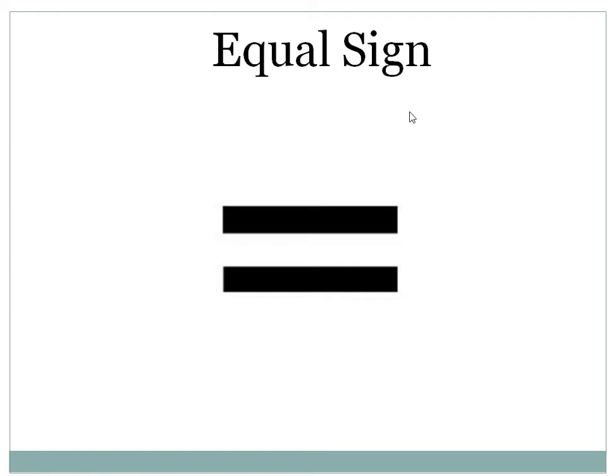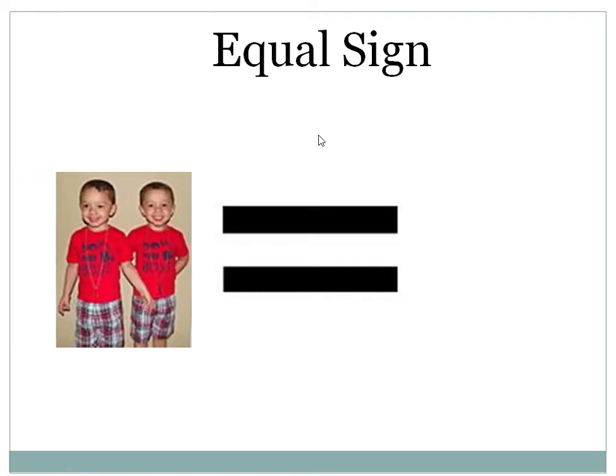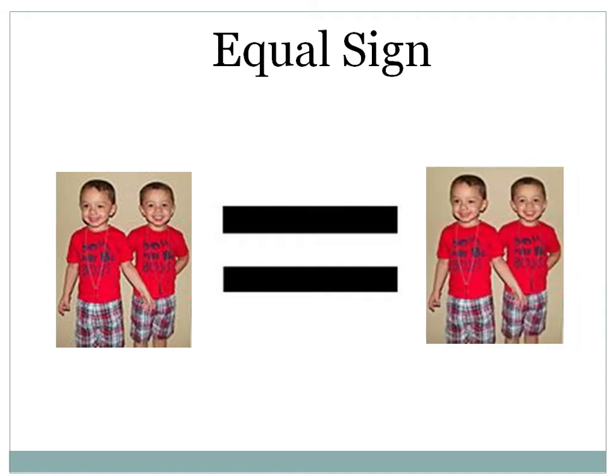Okay, let's see what the next symbol is. Here we have the equal sign, and again, that's an easy peasy lemon squeezy one. So let's see, what do we have? Okay, we have a set of twins on one side and another set of twins. They look like they're identical, but guess what? They're equal. They're the same. So that's what the equal sign would represent. Something on the left would equal or be the same as what's on the right. So the equal sign, very easy. You should be able to spot that, no problem. So let's take a look at the next one.